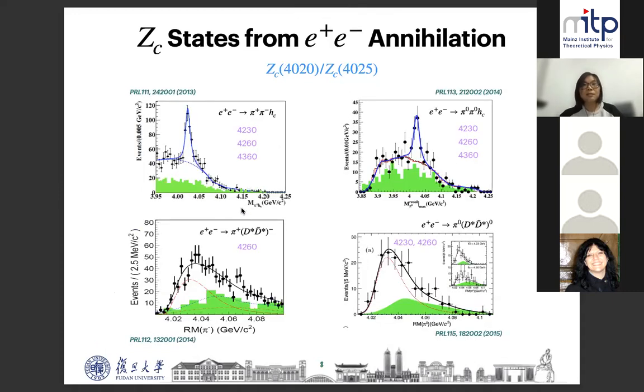The heavier partner of Zc(3900), Zc(4020), was observed in the pi pi h_c and D* D-star modes, as well as its neutral partner. Till now, there is no official partial wave analysis published for those studies, but we are still working on this with the full data sample, which we already collected as shown before.